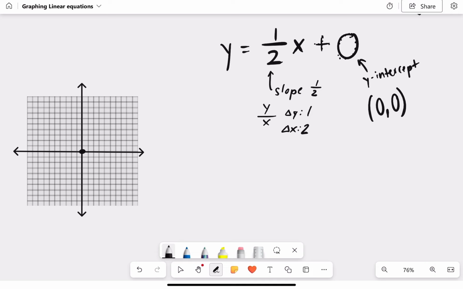Now, we can begin plotting our own points. Because we know that every time y goes up by 1, x goes to the right by 2. So our next point would be here. And once again, up 1, right 2, next point, up 1, right 2, next point. And then you could keep going until you reach the end of the graph. But what about this area right here?